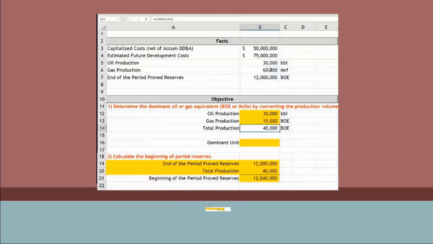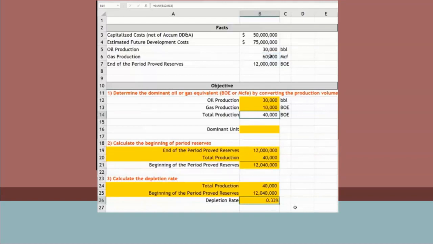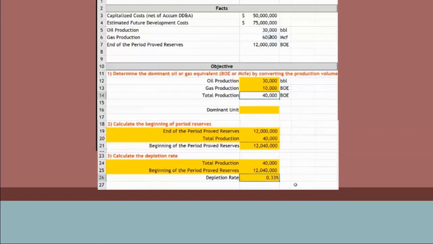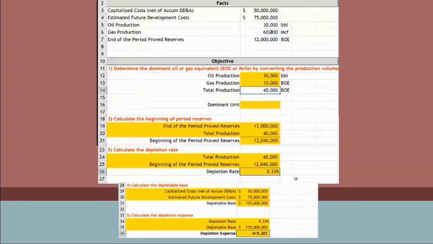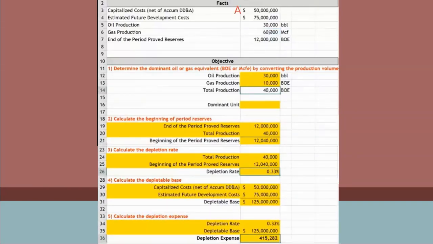Cool. Depletable base. Okay, now how we calculate the depletable base, these are the cost side of things. So we first need to grab all of the capitalized costs associated with proved reserves, net of accumulated DD&A. So let's grab that. And then we also need to factor in the estimated future development costs that are going to need to be incurred in order to get these proved reserves out of the ground. 25. So our total cost to be depleted is 125 million.